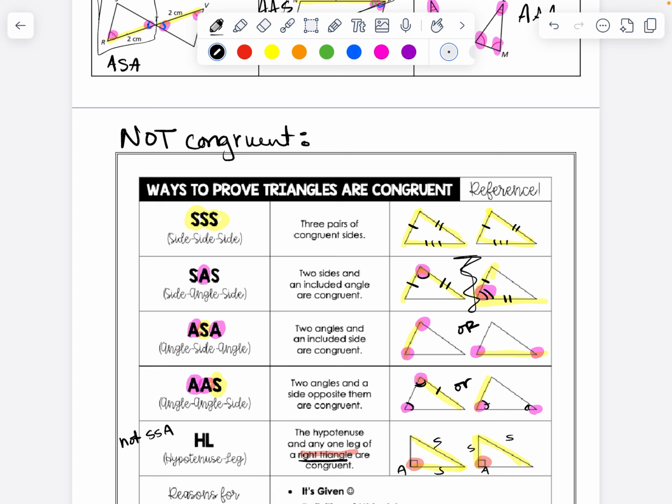The shortcuts that will not work. A. Does not work. Don't use it. Don't care. Those two angles are not proven congruent. Not enough information. Or bad word. Do not use those. They do not work.